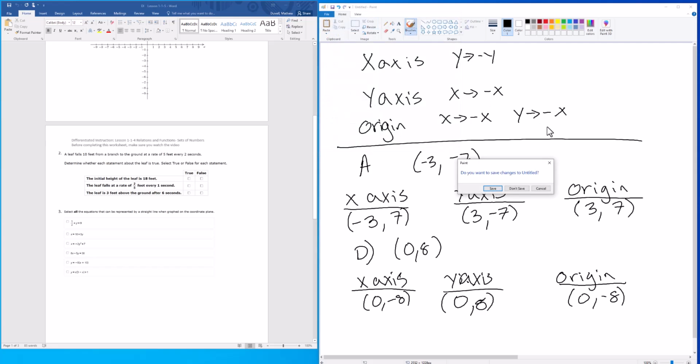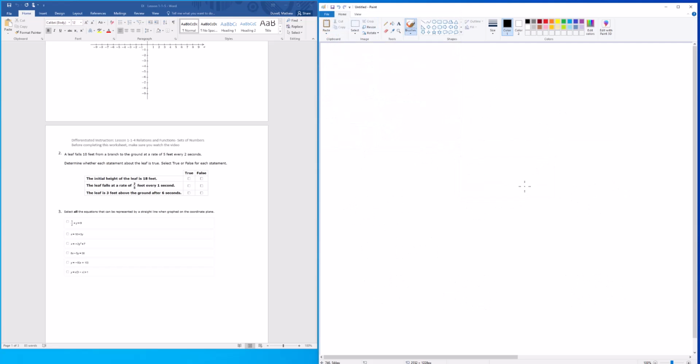So on this next problem, this is number 2. It says a leaf falls 18 feet from a branch at a rate of 5 feet every 2 seconds. Determine whether each statement about the leaf is true. Select true or false for each statement. So the initial height of the leaf is 18 feet. That is true.